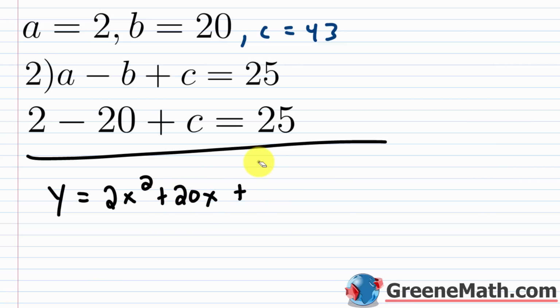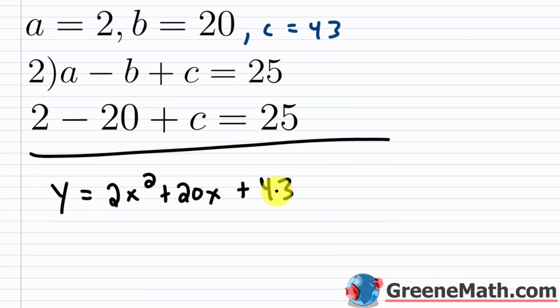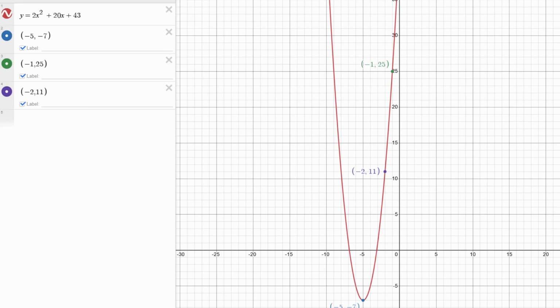And we know that c is 43. And so that right there is your equation for the parabola. So y equals 2x squared plus 20x plus 43. You could use Desmos to check this, and I left you a link for all of these.